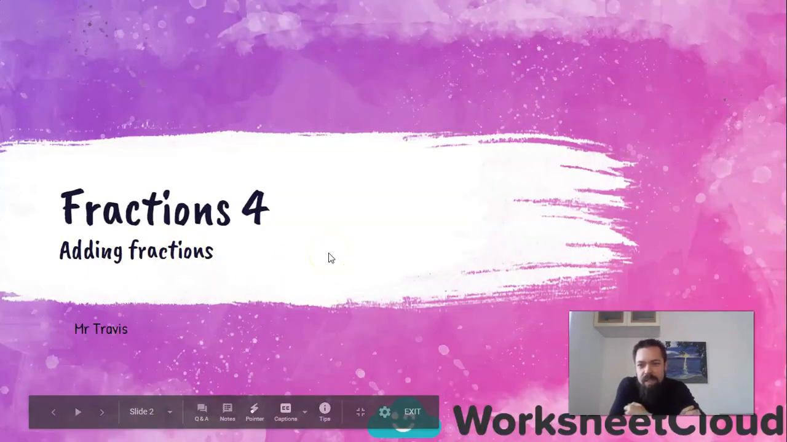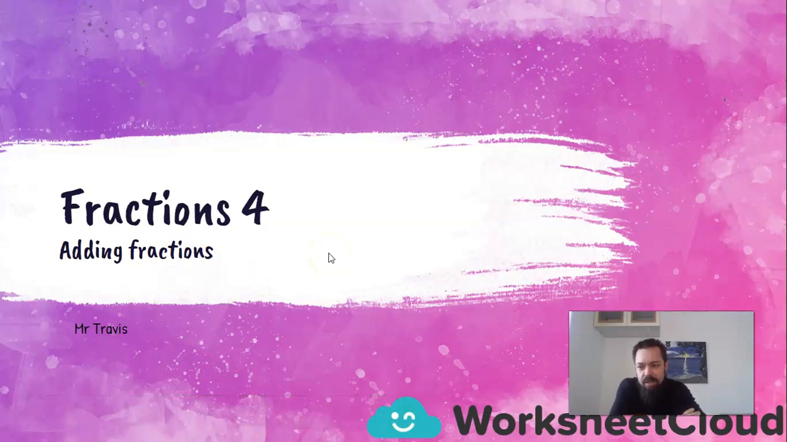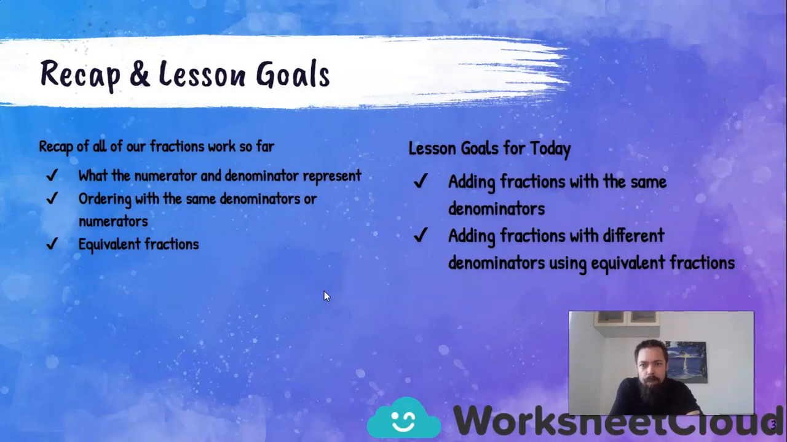Fractions today. We're going to be looking at adding fractions. To start with, we're going to look at fractions that have the same denominator. But let's first recap what we've done so far with fractions, because we just came back from a long weekend, and then we'll look at what our goals for today are.